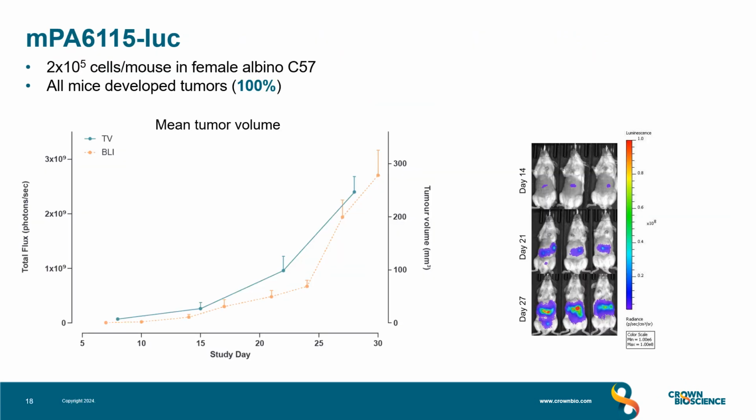So this is data from one of our orthotopic pancreatic models, MP6115, which is a luciferase labeled model. This is run in C57 albino mice, and tumours were implanted by ultrasound guided injection, and 100% of mice developed tumours. We measured tumour growth either by bioluminescent imaging or by measurement of tumour volume using ultrasound, and the correlation between these two measurement approaches was very clear.